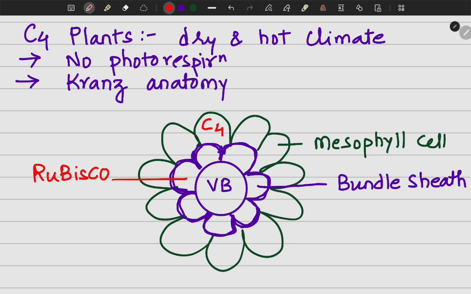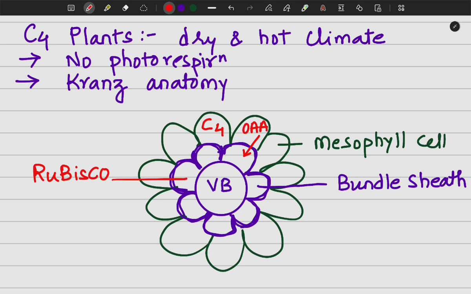It starts in the mesophyll cell where the first stable product was oxaloacetic acid, right? So the oxaloacetic acid was produced inside the mesophyll cell, then it was converted into malate or aspartate, and then malate or aspartate was transported inside the bundle sheath. And it is inside the bundle sheath that Rubisco is present, and the concentration of carbon dioxide is more inside the bundle sheath.